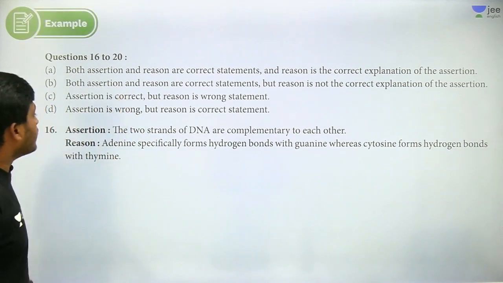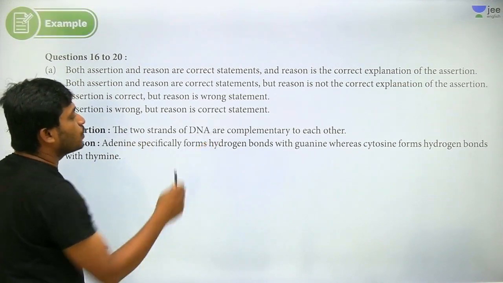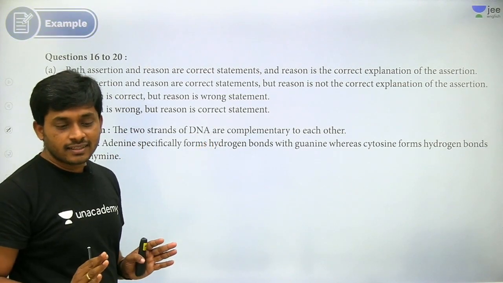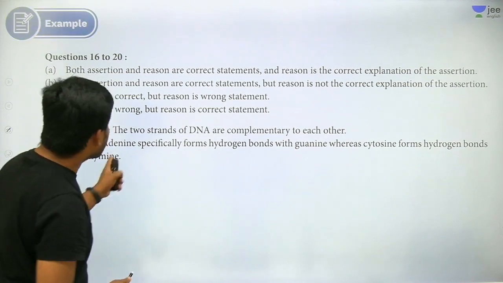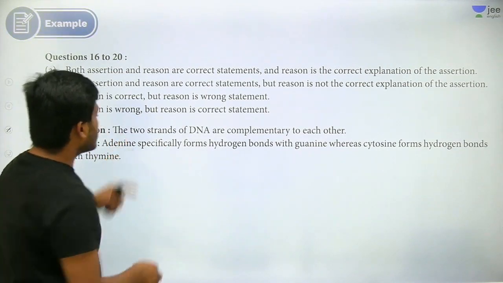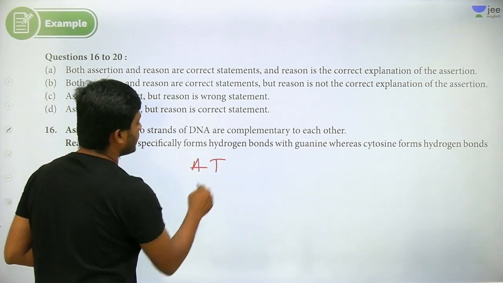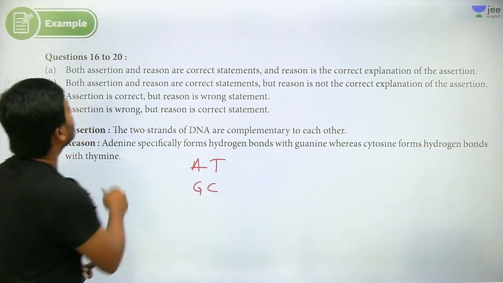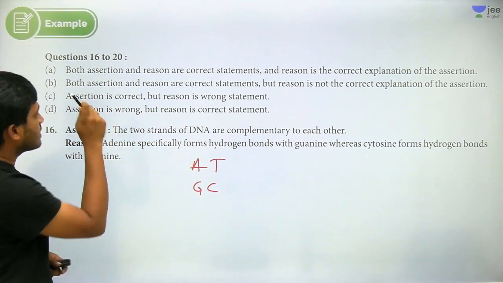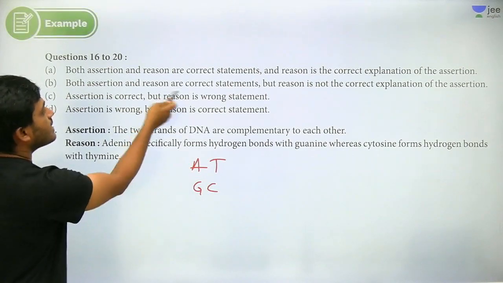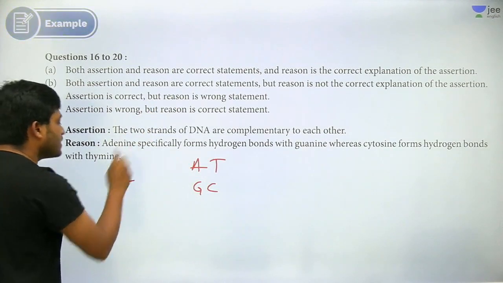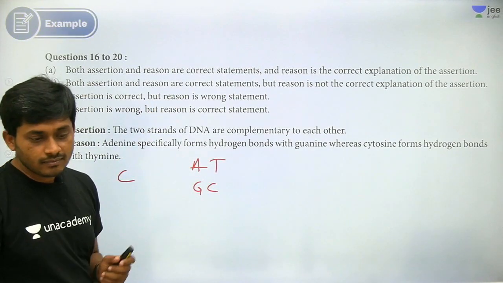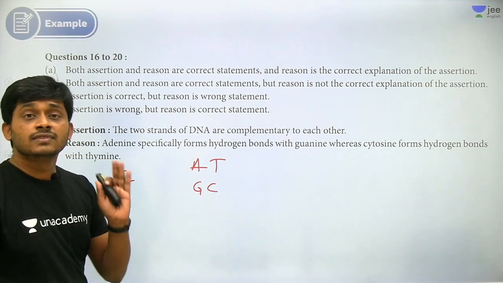Right? So what is the answer for this now? Is it correct? Two strands are complementary. It is correct. But what is this? ATGC should be there, right? So this is wrong. Accession is correct, but reasoning is wrong. So option C.